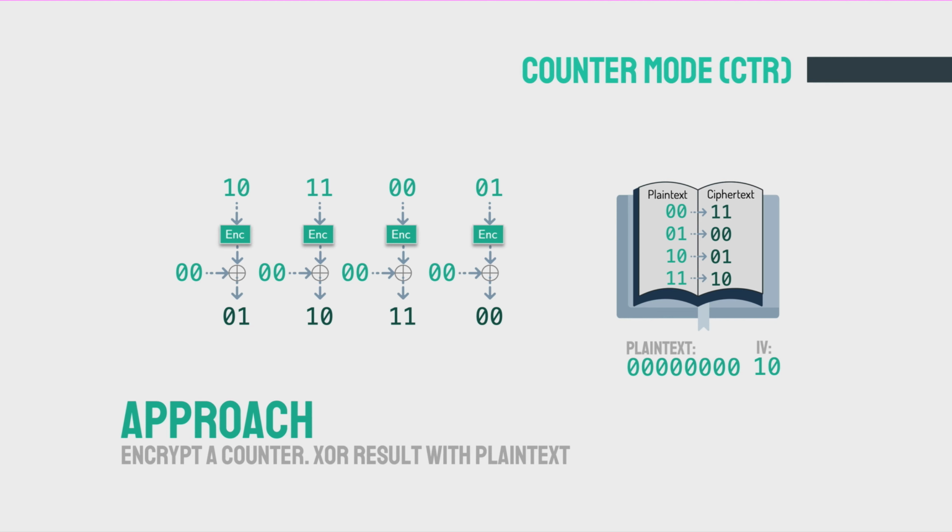Similarly, for the third block, we take the 11 and increment it by 1. It rolls over to 00. We encrypt that, we take that result and XOR it with the third plaintext block, and so on.